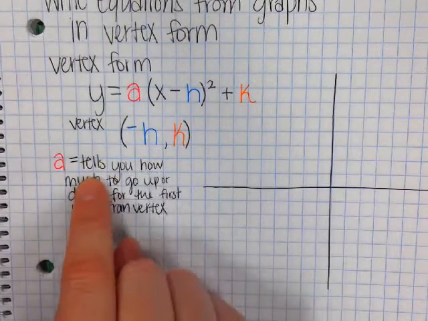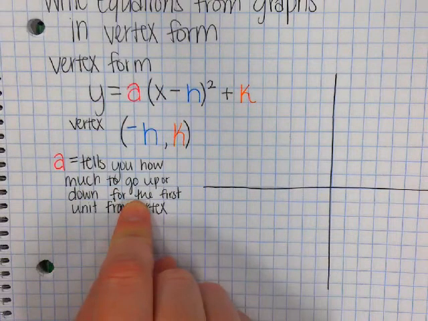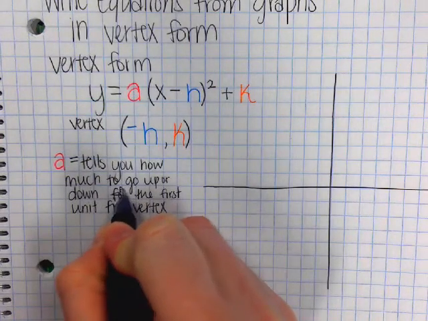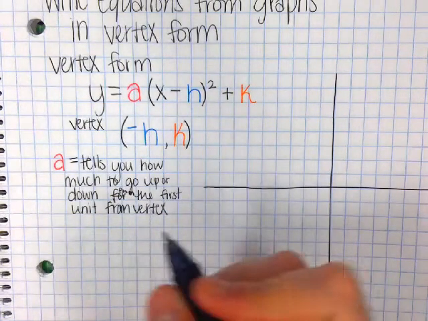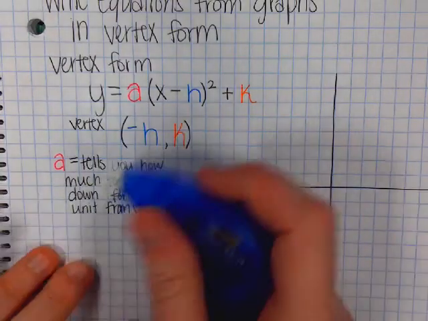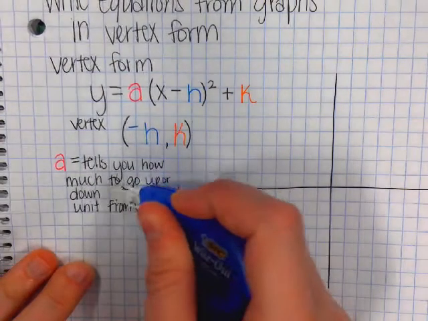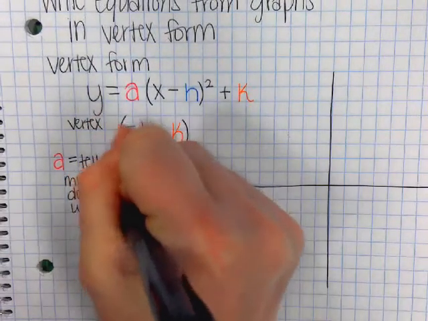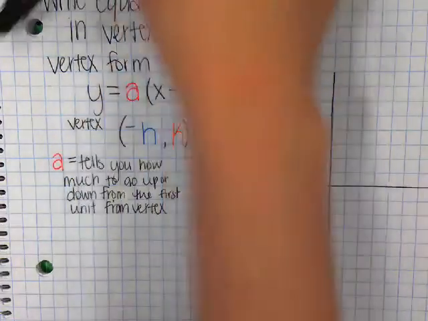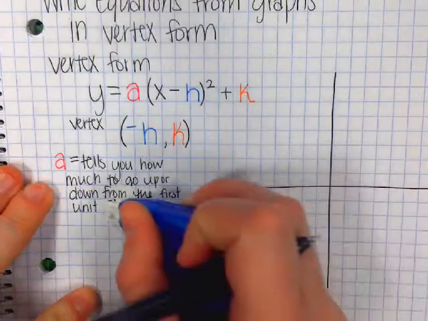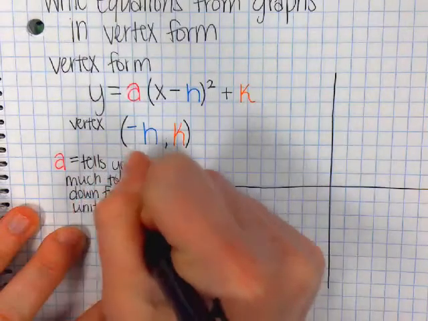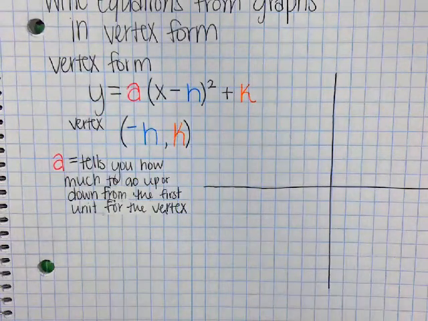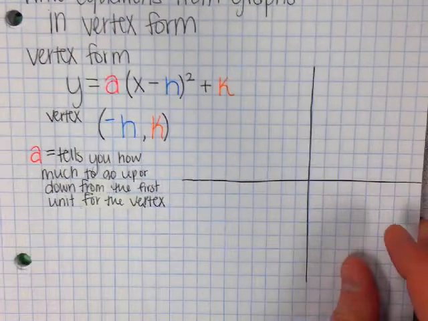Okay, the A tells you how much to go up or down. Oh, that should say from, not for. From. Let me get my white out. From the first unit for the vertex. Man, I just messed up all sorts of places. For the vertex. And if you have it the other way, it's fine. It just was worded a little bit funny.